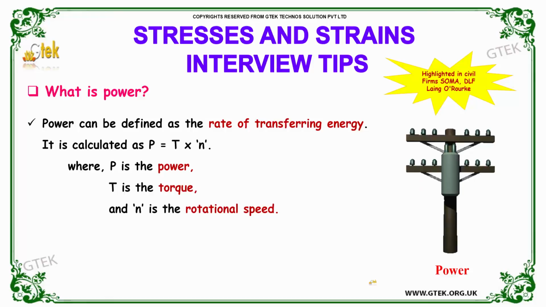Our next question is, what is power? Power can be defined as the rate of transferring energy. It is calculated as P is equal to T multiplied by N, where P is nothing but your power and T is your torque and N is the rotational speed. So that gives the value of your power. P is equal to T multiplied by N.